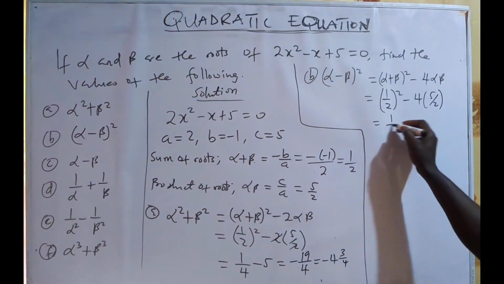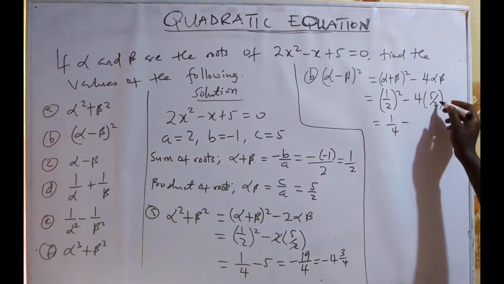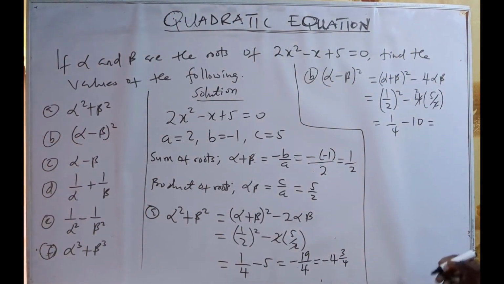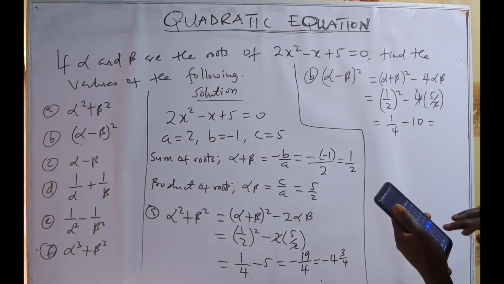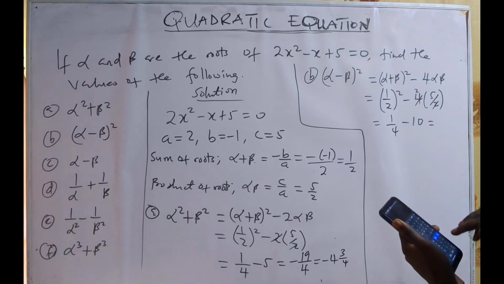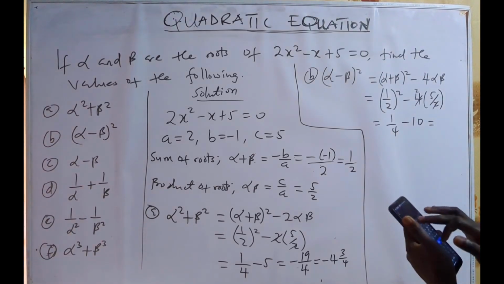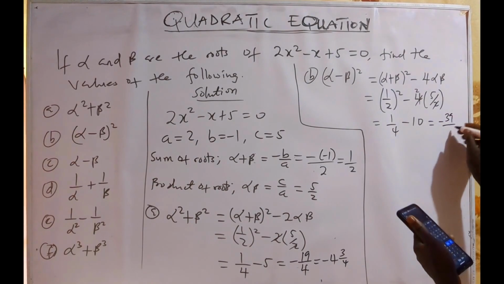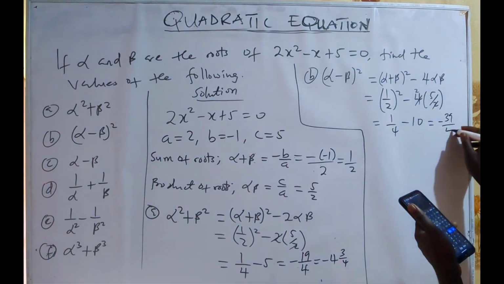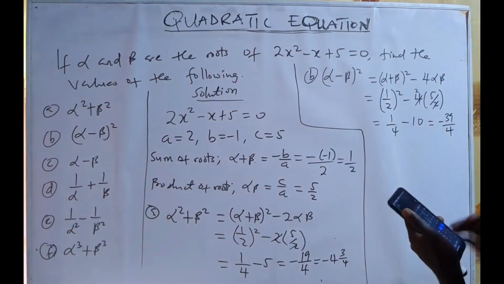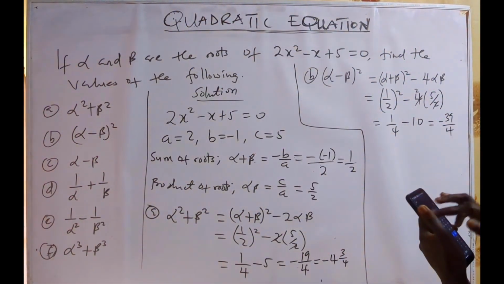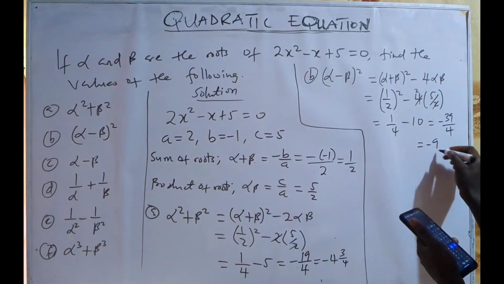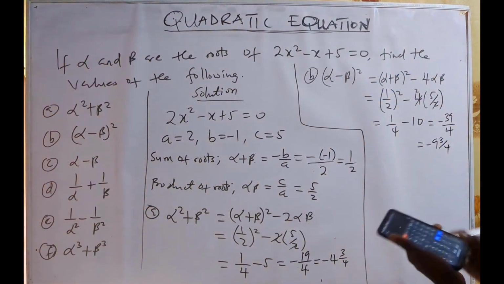Okay, so we have 1 over 4 minus, 2 goes into 4 twice, so minus 10. All right, so 1 over 4 minus 10 will give us minus 39 on 4. So in terms of mixed fraction, that one can be minus 9 whole number 3 on 4.